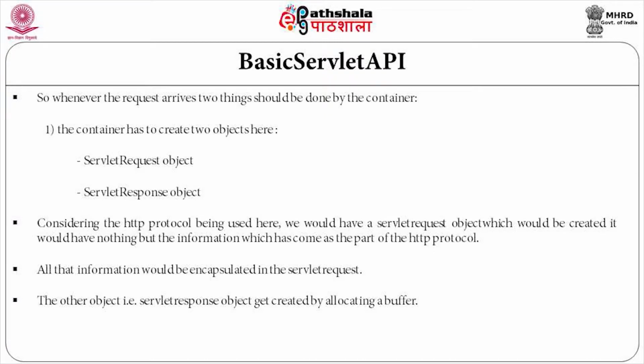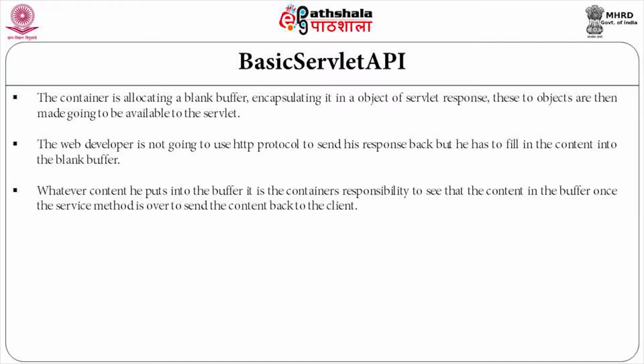The other object, which is the servlet response object, gets created by allocating a buffer. What the container is doing is allocating a blank buffer and encapsulating it in an object of servlet response. These two objects are then going to be made available to the servlet. The idea of a blank buffer is, what is the servlet response object for? This object is made available to your servlet component.